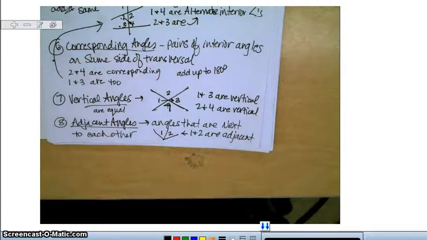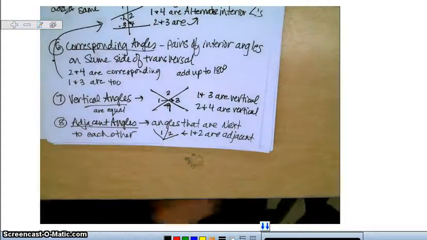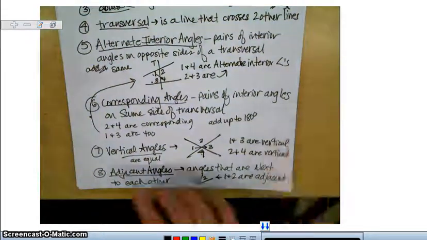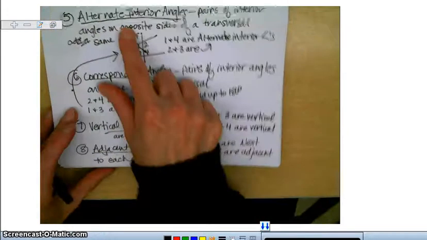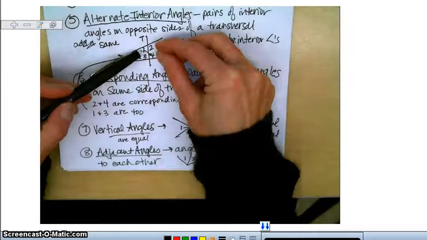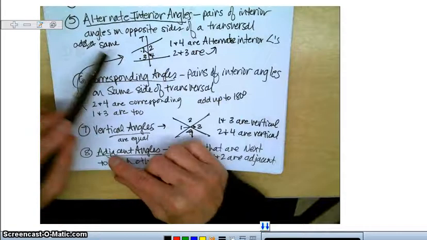All right, I'm not sure where that last one cut off, but I'll just review real fast the last few things in the first video. So let's see, we've got alternate interior angles. They are the same. They were the ones that were inside the two lines and on opposite sides of the transversal. Those angles are always the same.